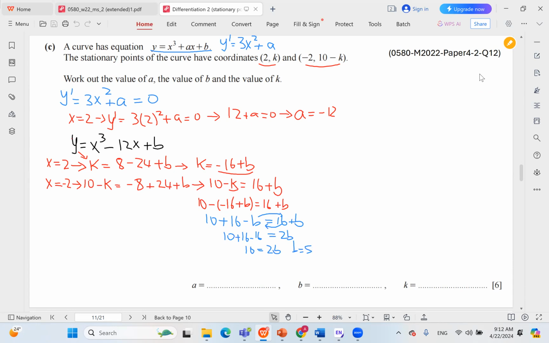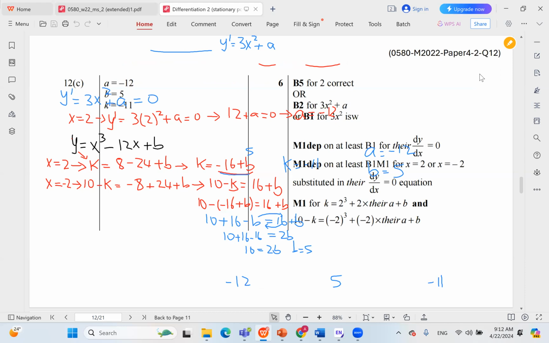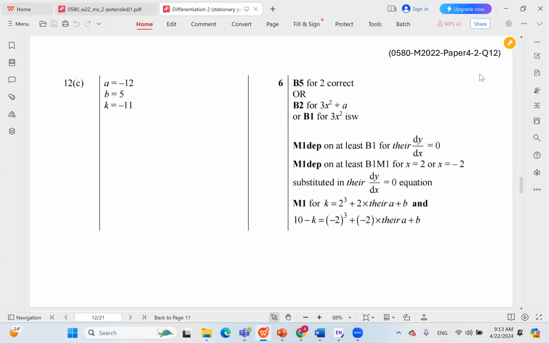So far we have a equals -12, and b equals 5. Now we need to get the k. Of course, we can just use any expression that relates k and b. We can maybe just use this expression here. So -16 plus 5, k equals -11. Having obtained them, we can write them down in the blank spaces below. We have -12 for a, 5 for b, and -11 for k. So -12 and 5 and -11 are the correct answers here.